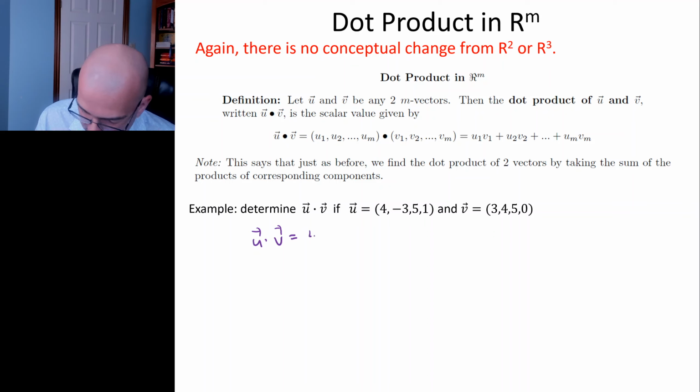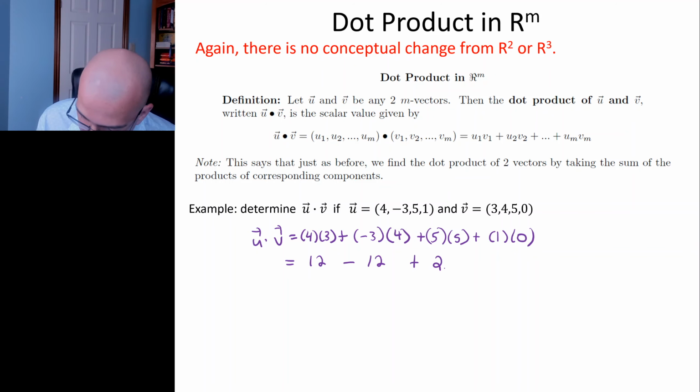4 times 3 plus negative 3 times, I'll put these in brackets so it doesn't look like a dot product, (4 times 3) plus (negative 3 times 4) plus (5 times 5) plus (1 times 0). So 12 minus 12 plus 25 plus 0. We get 25 as the answer for the dot product.